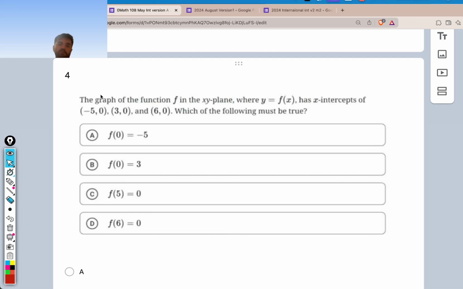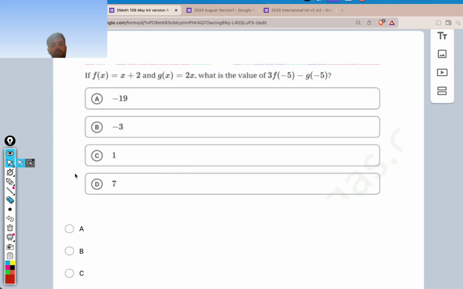Okay, this point means that f of negative 5 is equal to 0. f of 3 is equal to 0. And f of 6 is equal to 0. And which one is correct? D. 5.